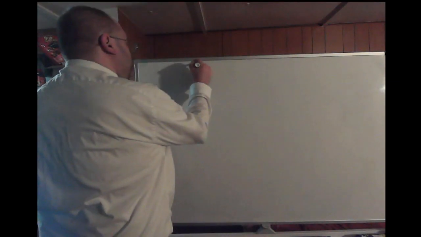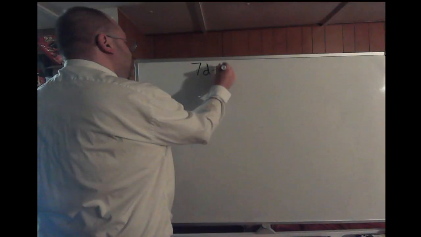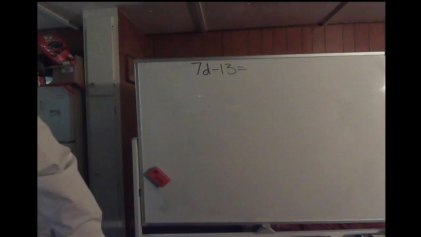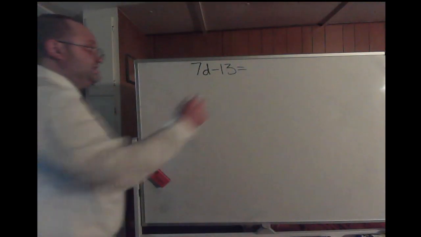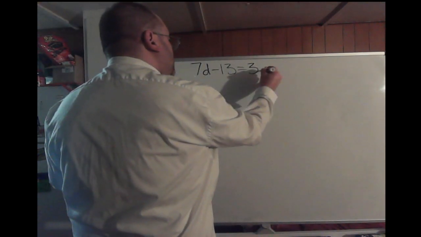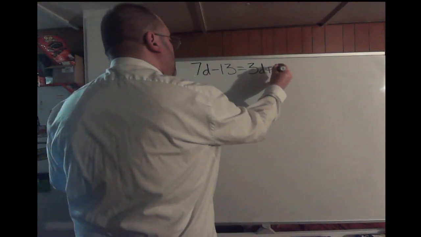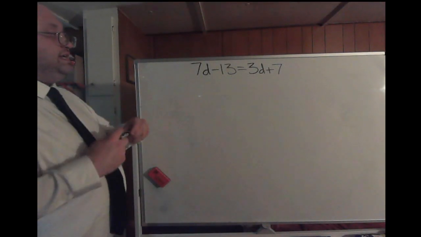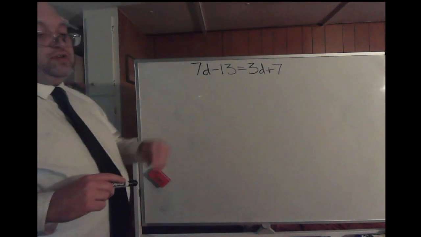Alright, two more examples, then we are done for today. Alright, what we got here? So we have 7d minus 13 is equal to 3d plus 7. So we got 7d minus 13 is equal to 3d plus 7.